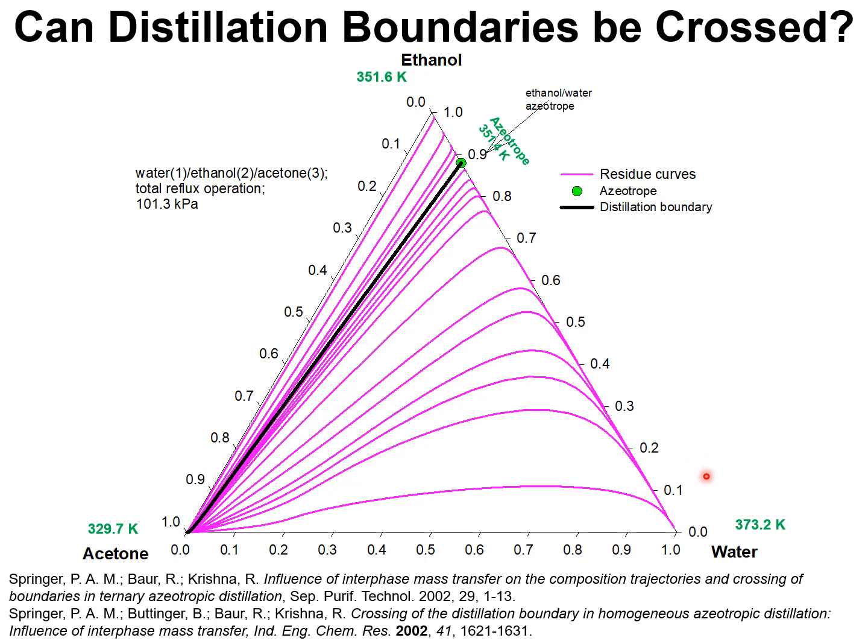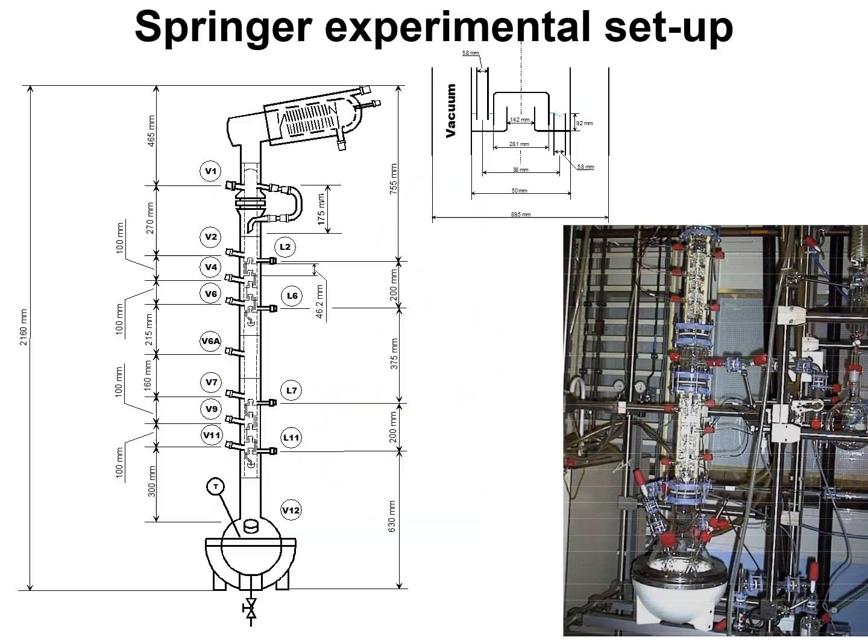So let's first bury Fick's law. This is the experimental setup used by Martin-Springer. All the experiments were conducted at total reflux conditions in a glass column that consists of bubble caps, and the vapor compositions at the various locations shown here, and the liquid compositions were monitored. Samples were taken and the compositions determined.